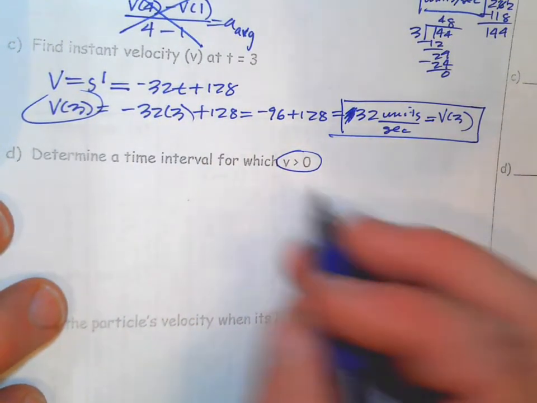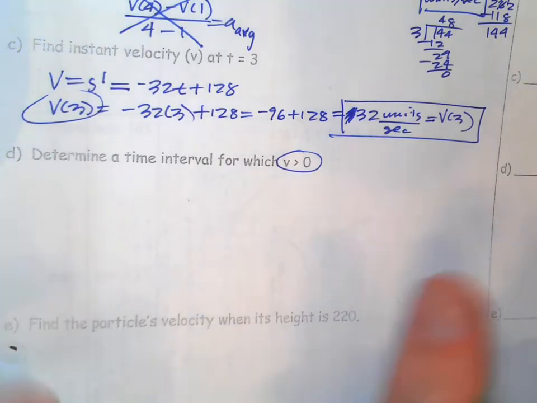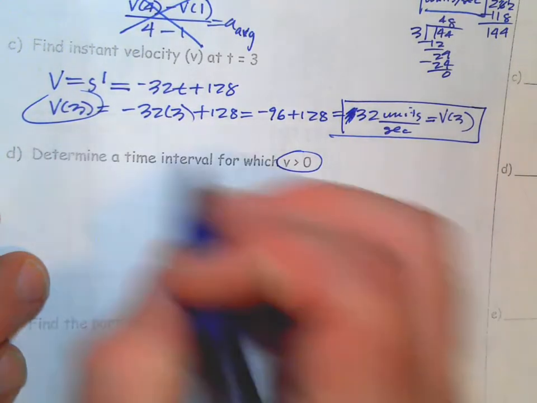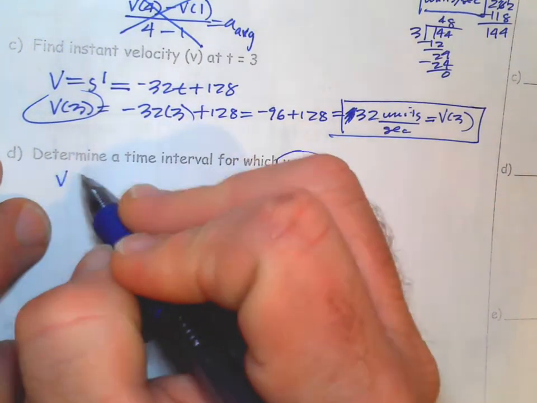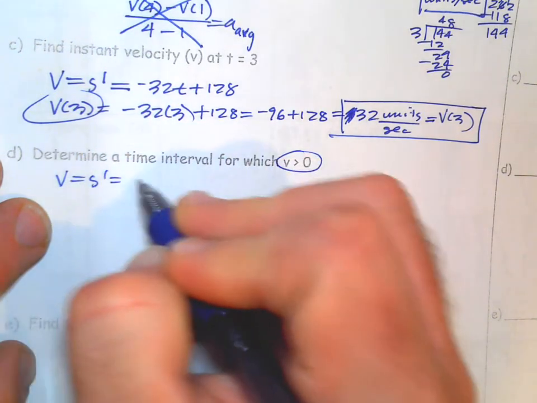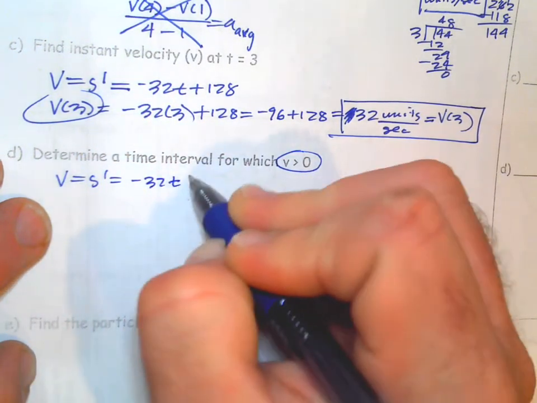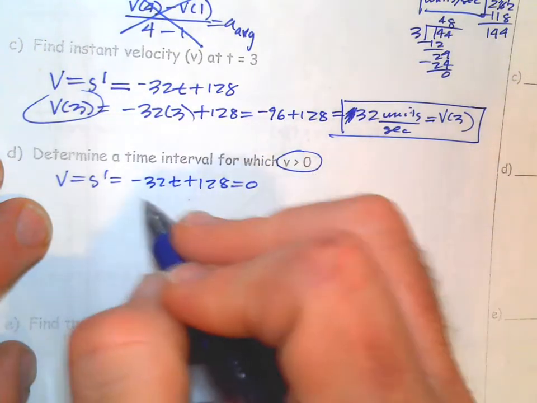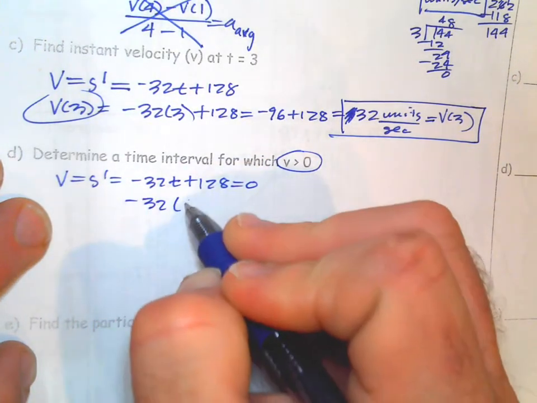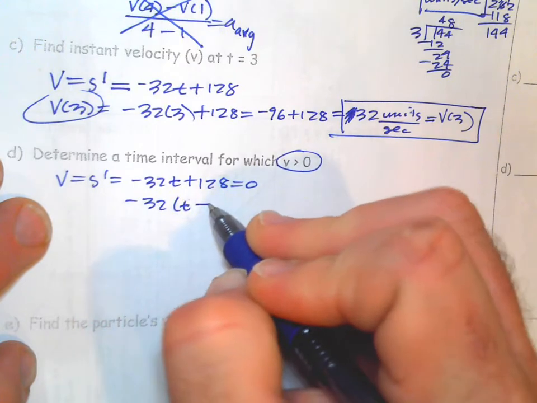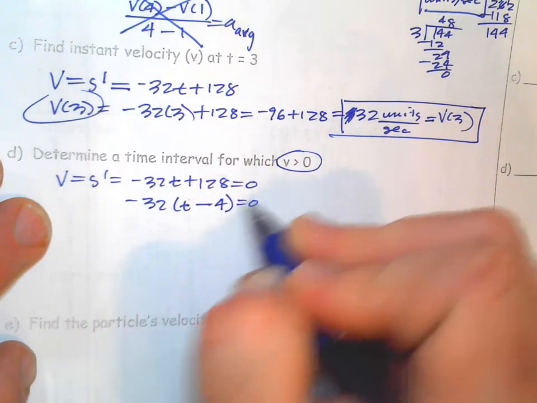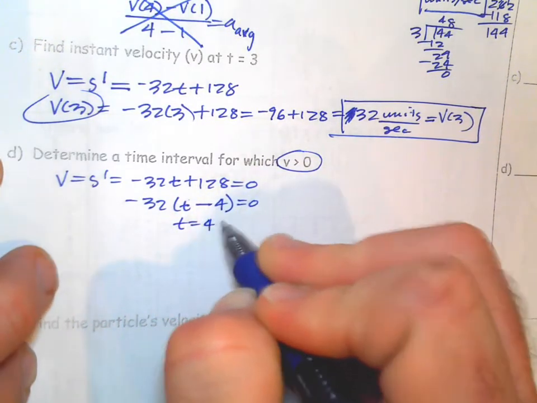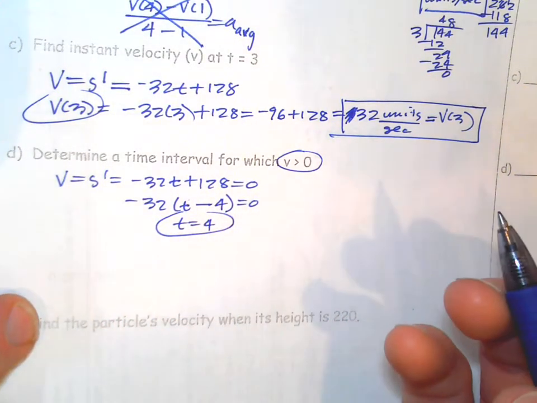Okay, during time interval for which velocity is greater than 0, or a combination of things. The main thing is you gotta do line checks. If there's 2 things, you gotta do 2 separate line checks and compare them to each other. So where's the velocity greater than 0? Well, we gotta take the velocity equation, which is s prime, which is negative 32t plus 128, and we need to set it equal to 0. We can do line checks. Factor out 32. It's gonna be minus 4. T equals 4. Critical point.